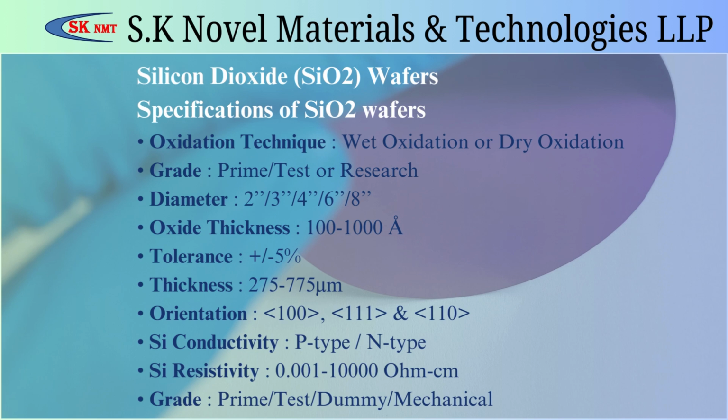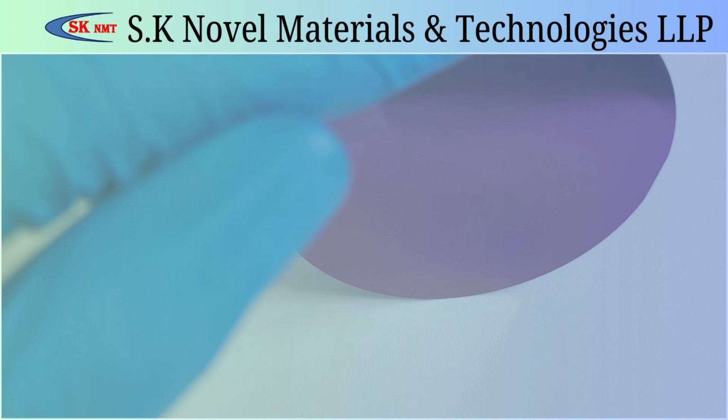Orientation: 100, 111, 110. Si conductivity: P-type, N-type. Si resistivity: 0.001 to 10,000 ohm cm. Grade: prime, test, dummy, mechanical.